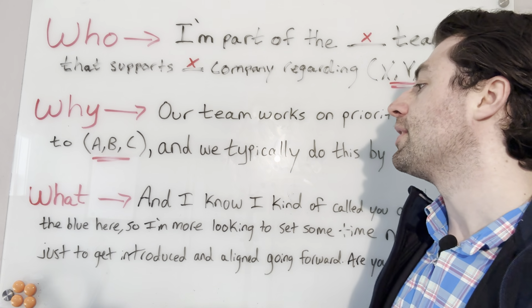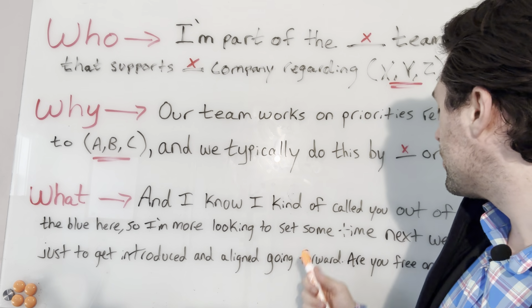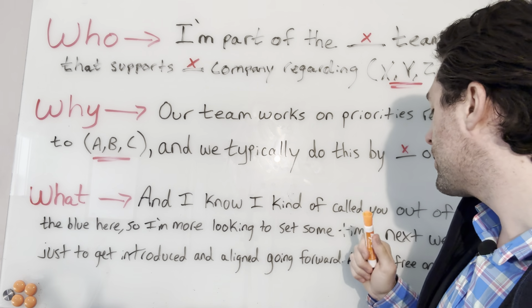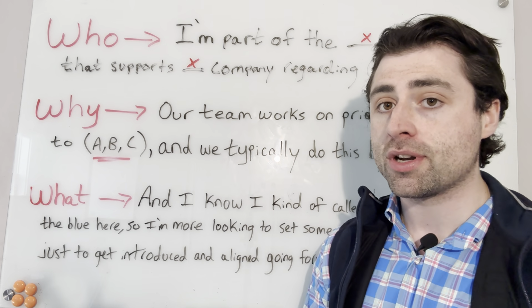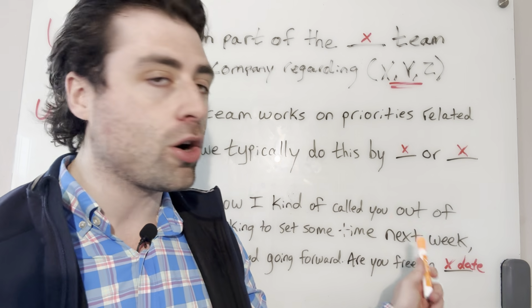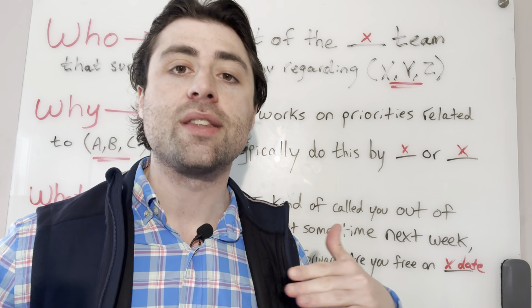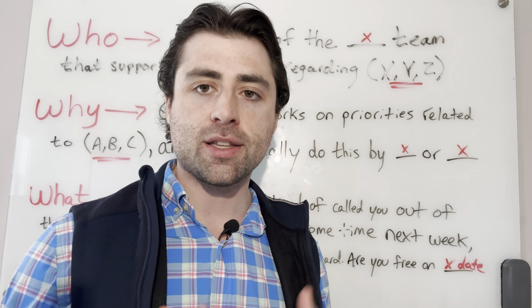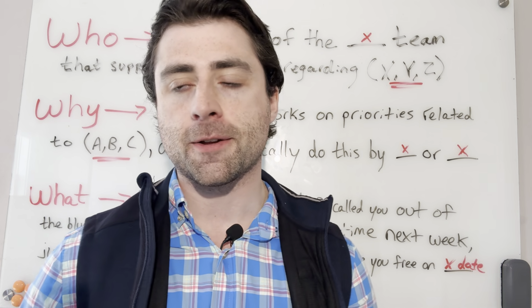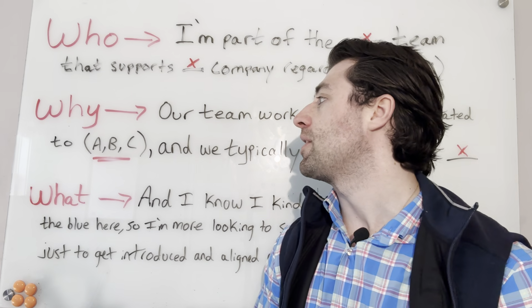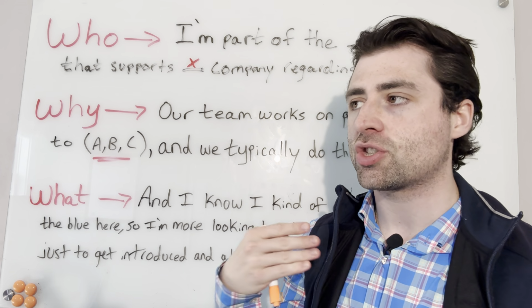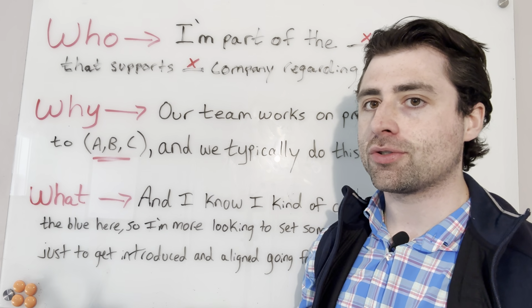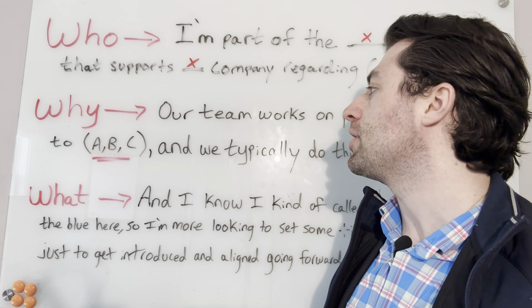The way I typically do this is say, and I know I kind of called you out of the blue here, so I'm more just looking to set some time next week just to get introduced and aligned with your priorities going forward. Are you free on X date, or are you free on Wednesday or Thursday? Now you have a non-zero probability of booking the meeting. So this what piece stays almost the same no matter who you're calling. So it's really the who and the why that you need to set in place, and then you'll have a script that can apply to hundreds or even thousands of people depending on how big your territory is.